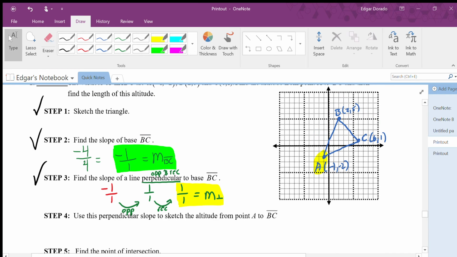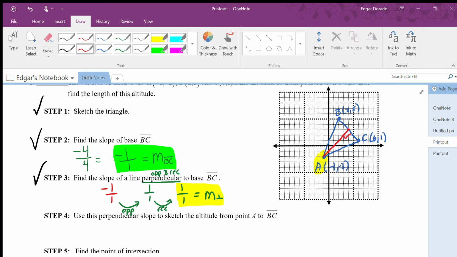All right, well, let's do it. Well, if my slope is 1 over 1, then from A, I'm going to go up 1, right 1, up 1, right 1, up 1, right 1, up 1, right 1, right there. So if I draw my line, that's it, right there. That made my perfect 90-degree angle because those two are perpendicular, and I know that for a fact. Okay?